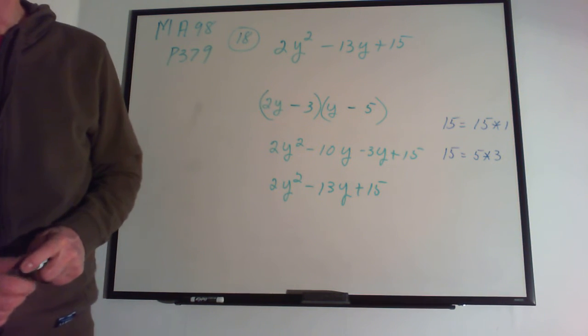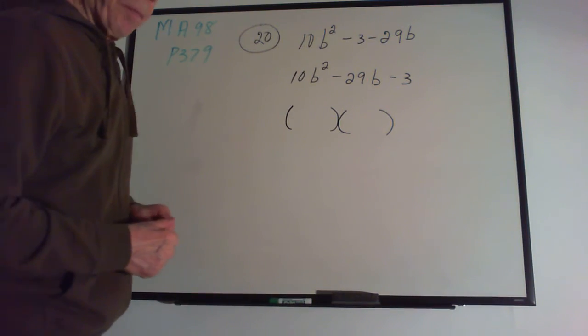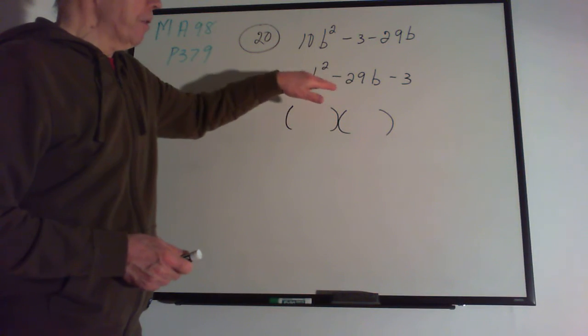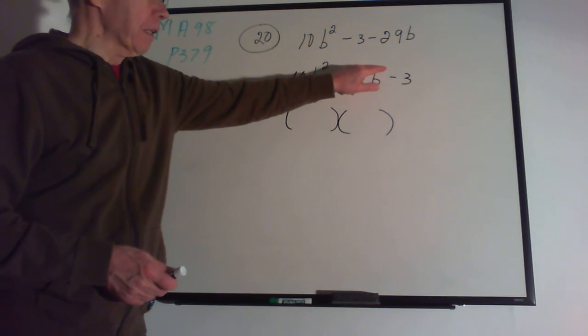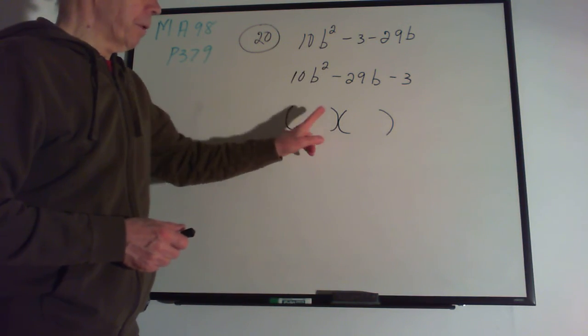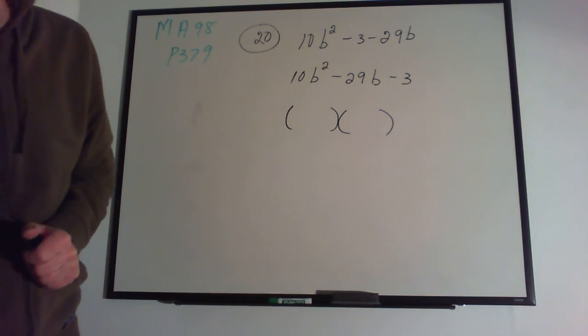All right, let's try number 20. Here's problem number 20. This is much more difficult to do. First of all, I rearranged it so it's in descending order, starting with the largest exponent. Exponent here is 1 to the 3. I want to put a number. Go ahead and try it, see how you do with it. Pause the video.